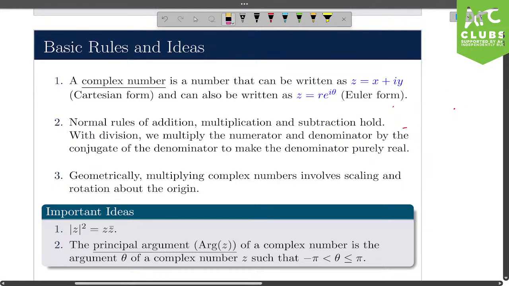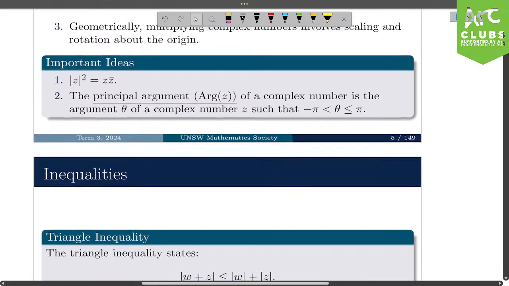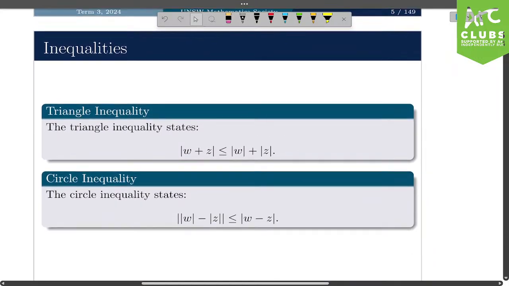And other important ideas: the modulus of any complex number z is given by z times its conjugate (under a square root), and the principal argument is the argument of our complex number which is between negative pi and pi. I'm pretty sure you already know all of this, but anyway.